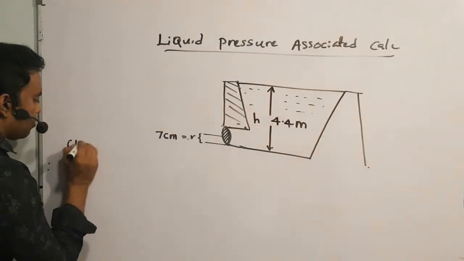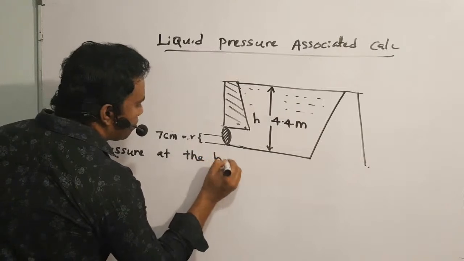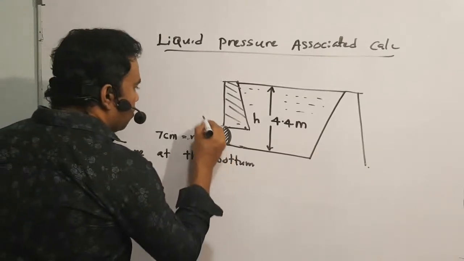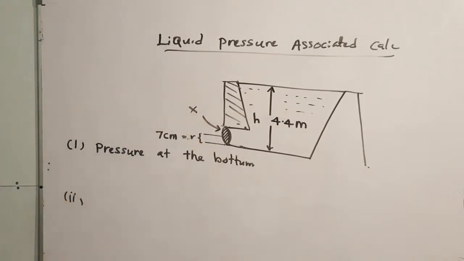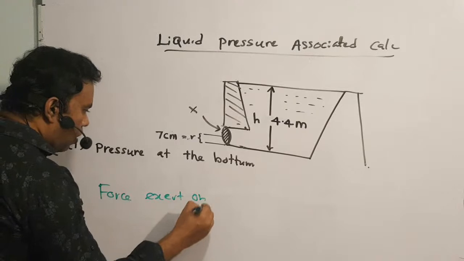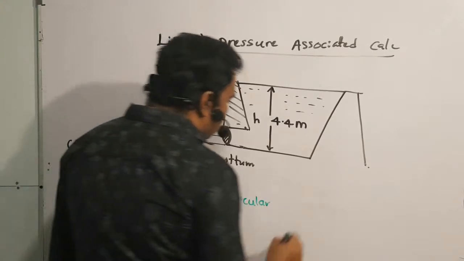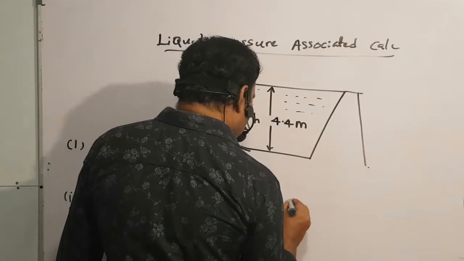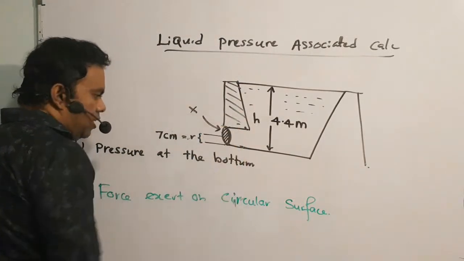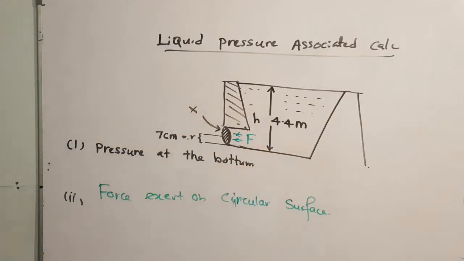Okay, first question: pressure at the bottom. Next, a very important question: the force exerted on the circular surface. This could be an outlet, a circular door closing it, and the question asks for the force created on it by the water. What is the force exerted on this surface?